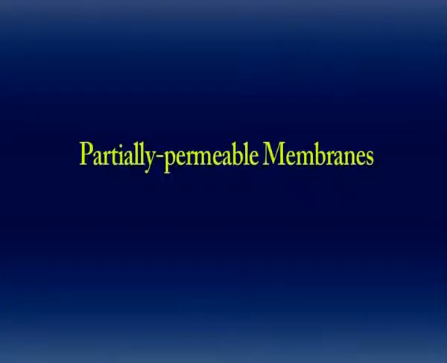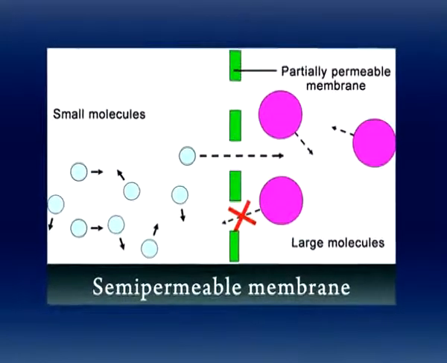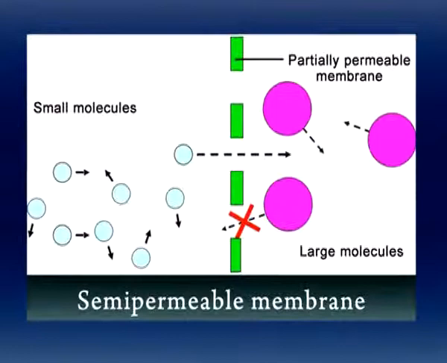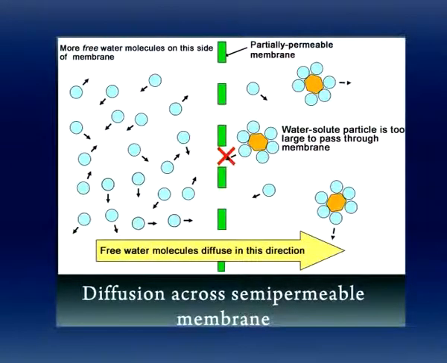Now friends, let's talk about the partially permeable membrane. The other names used for such membranes are semi-permeable or differentially permeable membrane. A partially permeable membrane will allow certain molecules to pass through it, but not others. Generally, small particles can pass through, but large particles cannot.